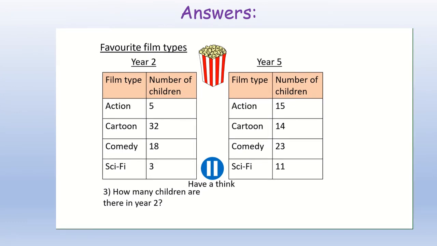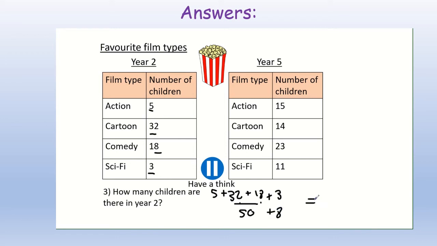So to find out how many children there are altogether in Year 2, we need to add 5, 32, 18 and 3. Well, I know that 32 and 18, there's a number bond with 8 and 2, so that would make 50. And 5 and 3 makes 8.